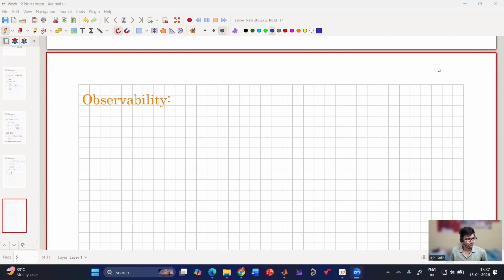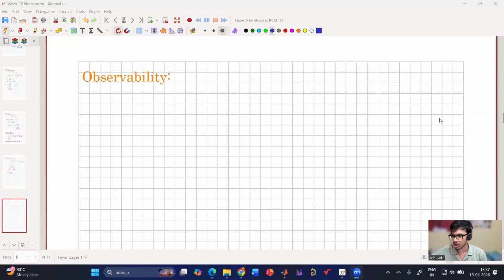Yeah, so we'll try to correlate all these things. Controllability is which states we can control. Observability is which states we can observe, or which states we can measure. So it's all about measuring or observing the states, whether we can measure all the states. Observe means we are trying to measure.